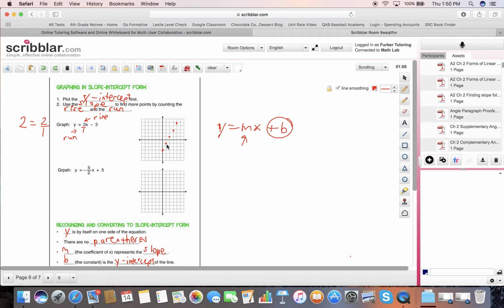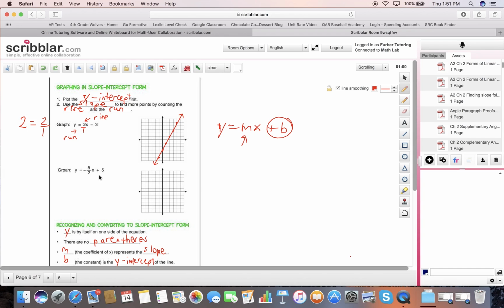And then I can continue the pattern, but if I do it this way, it's going to come down 2 and to the left 1. But once you have enough points there, you can go ahead and graph the line through those points. So that gives you a line, and it's very quick and very easy. It just is a matter of plotting points and counting.